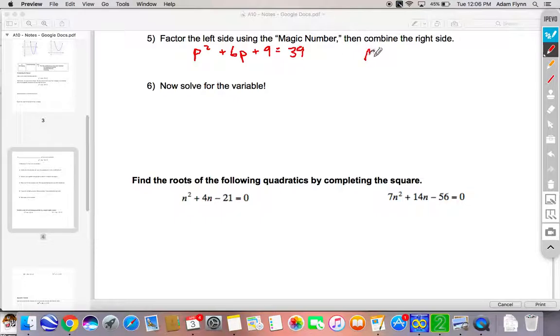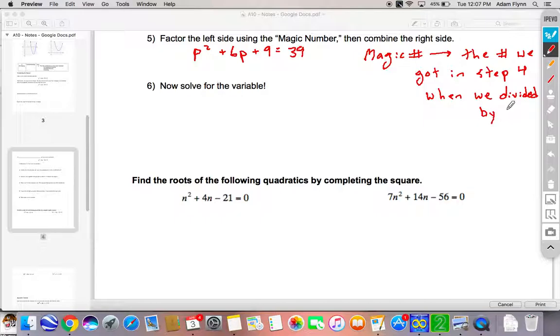So our magic number is the number we got in step 4 when we divided by 2. Before we squared it, after we divided by 2, that's going to be our magic number. So in this case, it was 3.